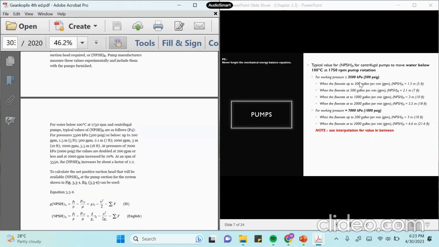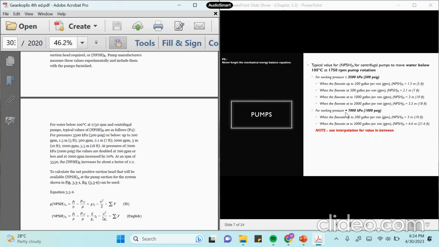rate is up to 200 gallons per minute or 200 GPM, the NPSHR is 1.5 meter or 5 feet. The higher the GPM, the higher the volumetric flow rate of the pump, then the NPSHR will be higher as well. So you can use this value as long as your condition meets this requirement.